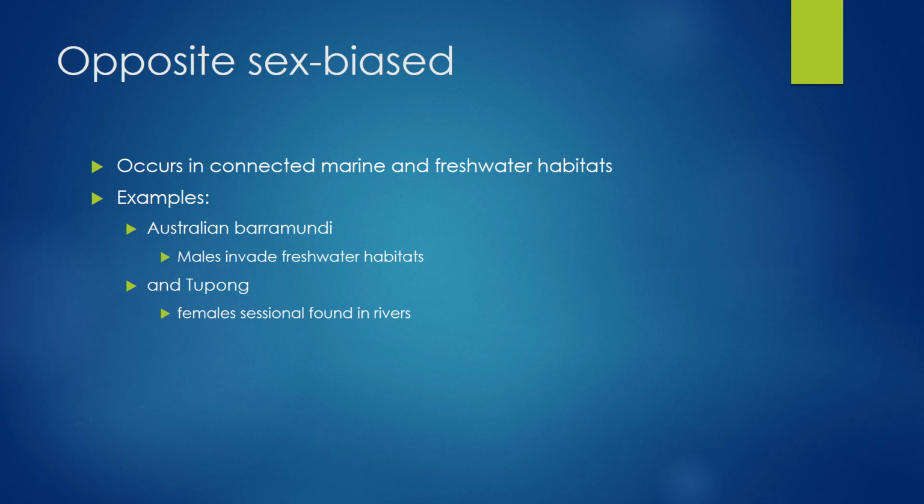Opposite-sex bias occurs in connected marine and freshwater habitats. Examples of this are the Australian barramundi, where the males invade the freshwater habitat. And another example of that is the tupong, which is a type of Australian ice fish, and the female will be seasonally found in rivers.